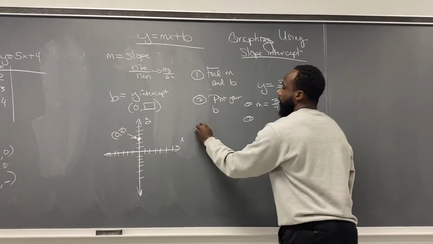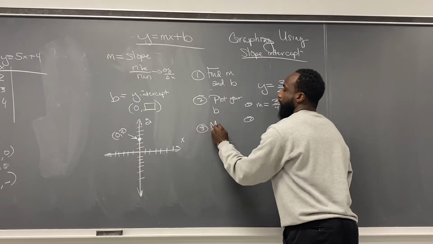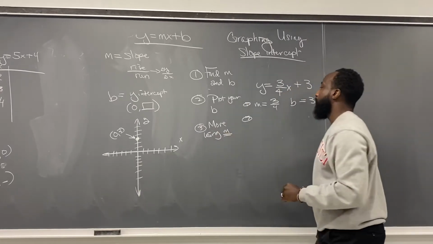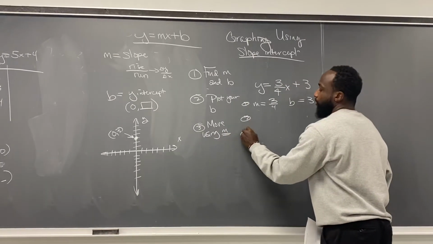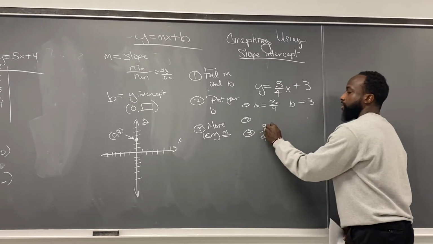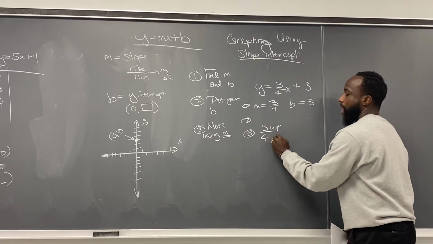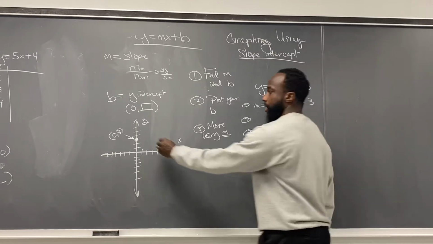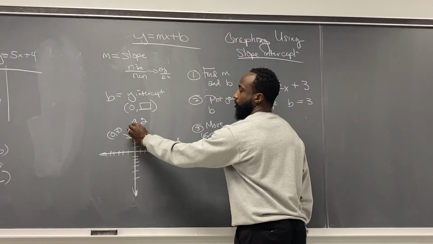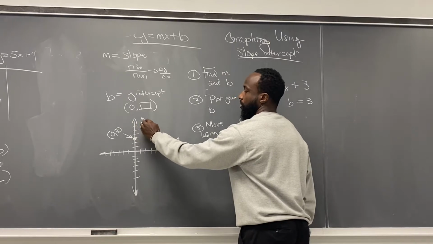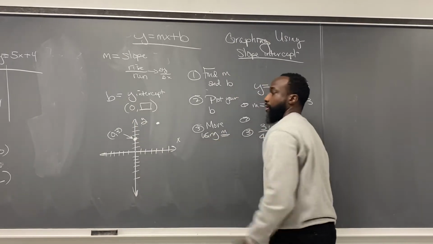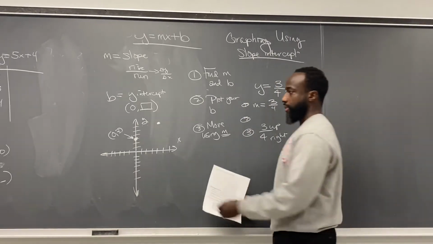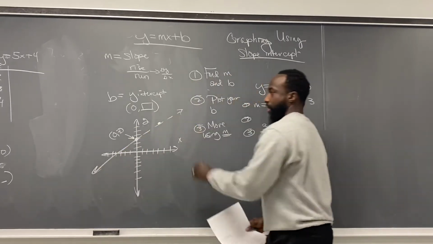Step 3, the next thing you want to do is move using your slope. Your slope is 3/4. 3/4 means up 3 and 4 to the right. So we're going to go 3 up, then 1, 2, 3, 4 to the right, and put a point there. Did you graph this? From there, you just connect the dots and graph the line.